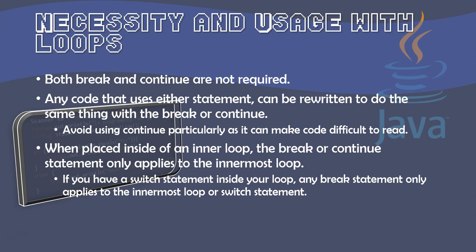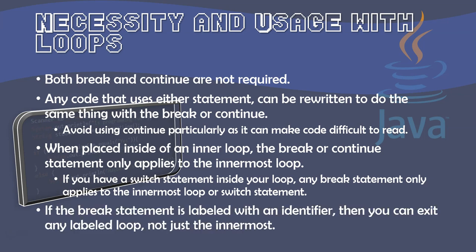So, for example, one of the things that we might encounter is a switch statement inside of a loop, or, let's say, an if-else statement. Any kind of break statement, but particularly switch statements because we use breaks, is only going to apply to that innermost loop or the switch statement. If the break statement is labeled with an identifier, we can then exit any labeled loop, not just the innermost loop. Again, don't worry about this concept of innermost and outermost loop because we're going to look at this when we talk about nested loops. I just want to get you familiar with how these different pieces are going to work.